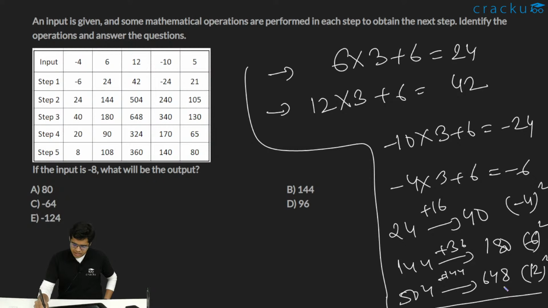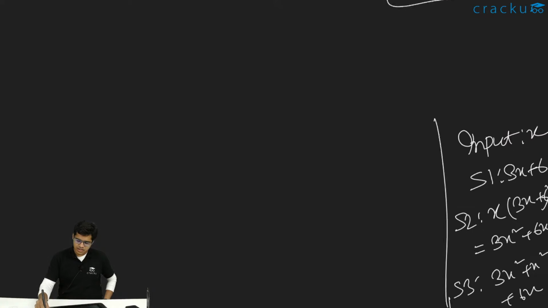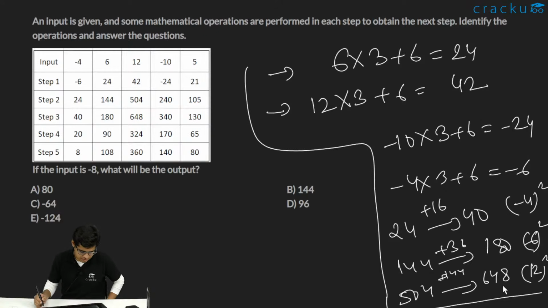So basically we are adding x square to the step 3 value, meaning 3x square plus x square plus 6x. So it is 4x square plus 6x. So step 3 is 4x square plus 6x.